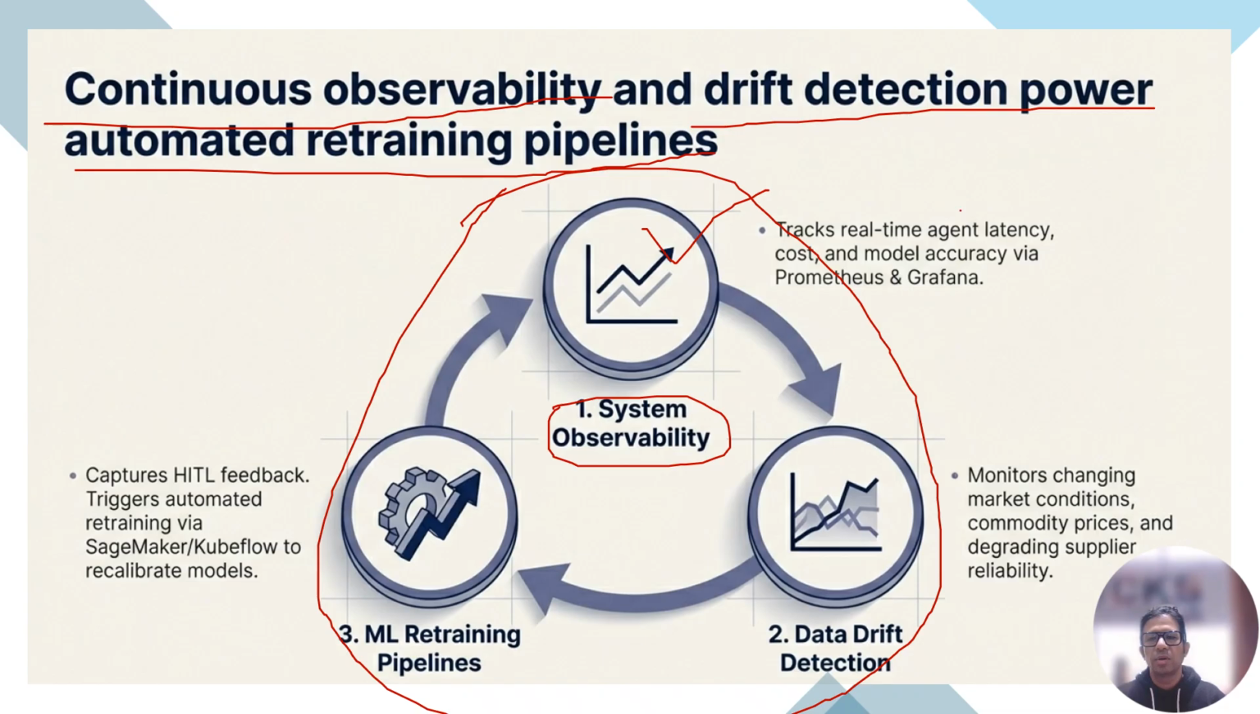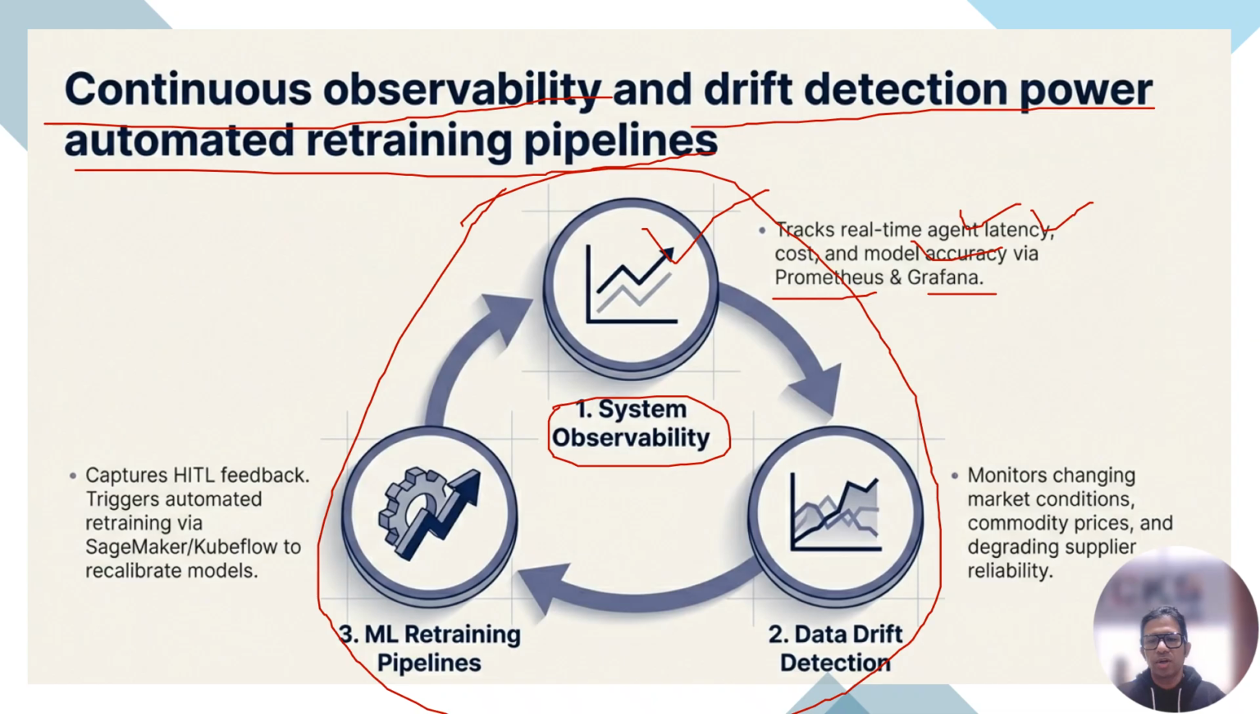Cost, latency, model accuracy. That means if inference latency increases, if token cost spikes, or if output quality drops, we see it immediately. Prometheus and Grafana. We use standard tools like Prometheus and Grafana, because enterprises already trust them. This is the SRE for AI. Think of this as SRE for AI systems.